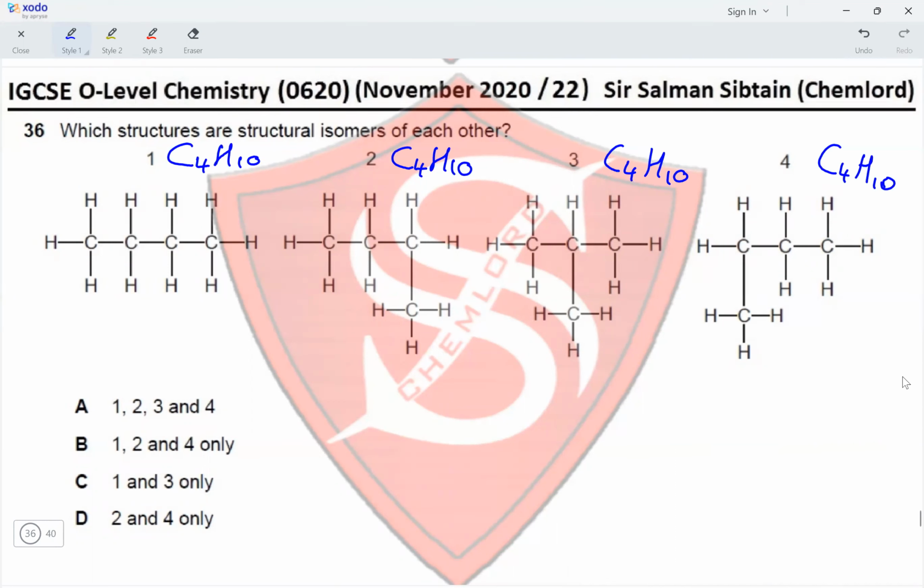Now let's look at their structural arrangement. One is 1, 2, 3, 4. This is butane. Two is 1, 2, 3, 4. This is also butane. So these are not isomers.